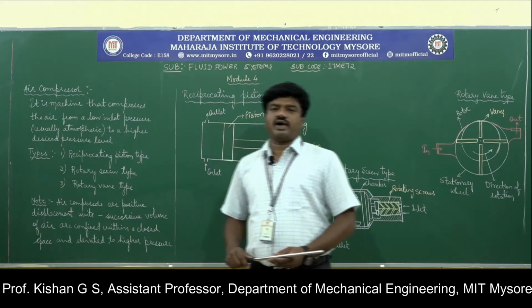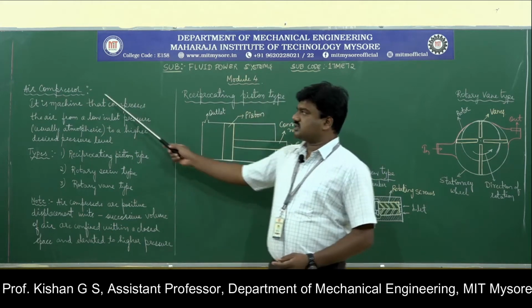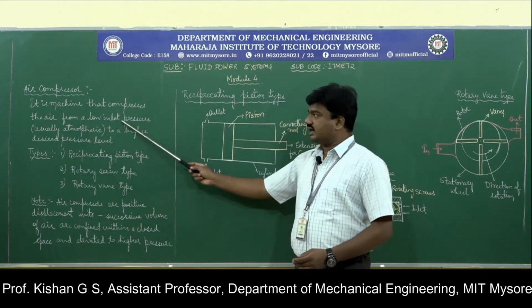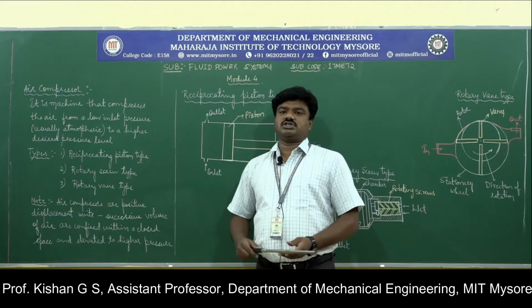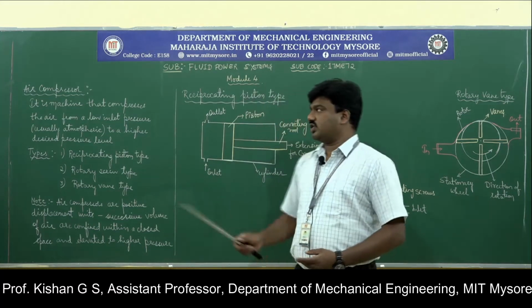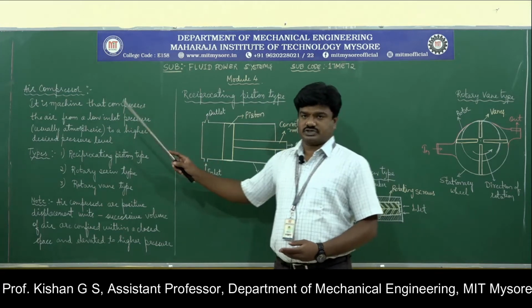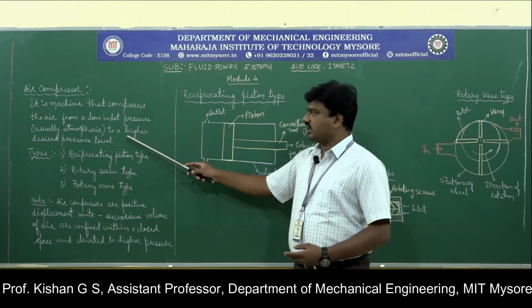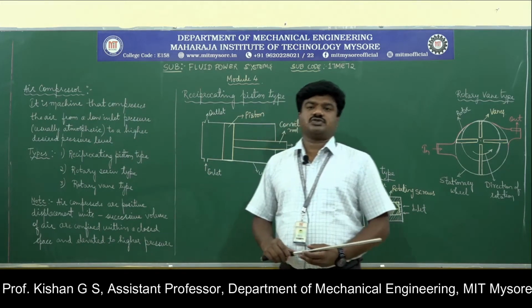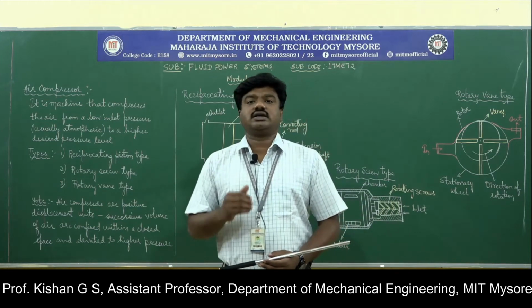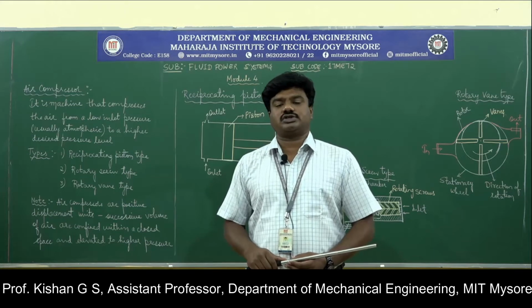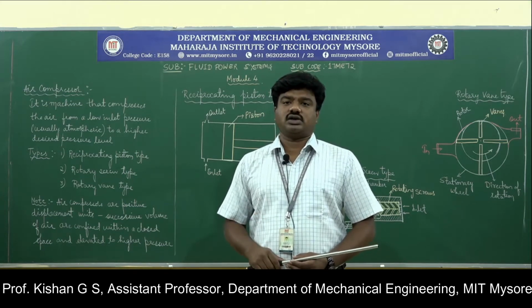So how do you define an air compressor? An air compressor is a machine that compresses air from a low inlet pressure, which is usually the atmospheric pressure, to a higher desired pressure level. As in the case of a pump, here also it is the increase in the pressure of the air which is to be taken into account for the execution of a pneumatic application.